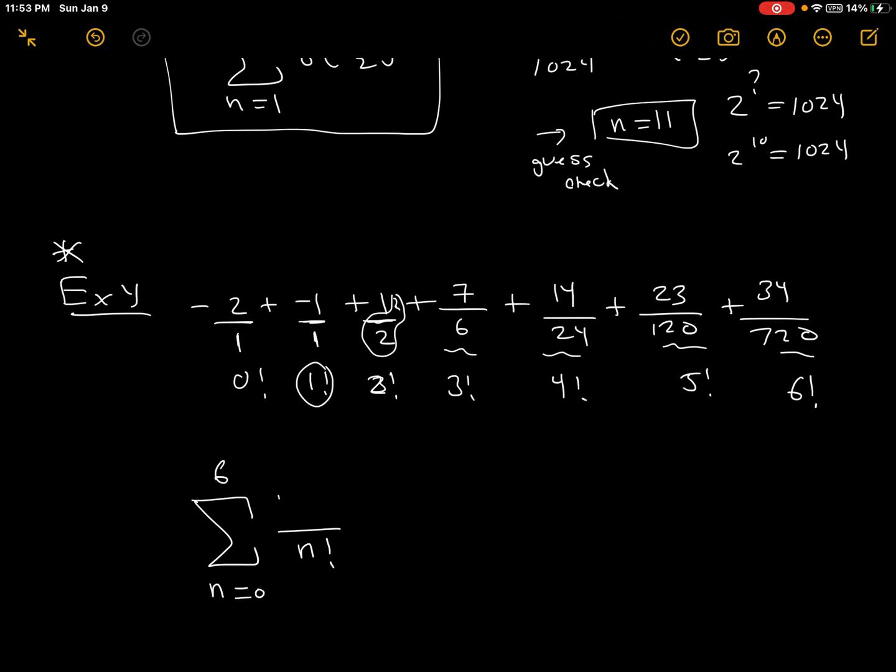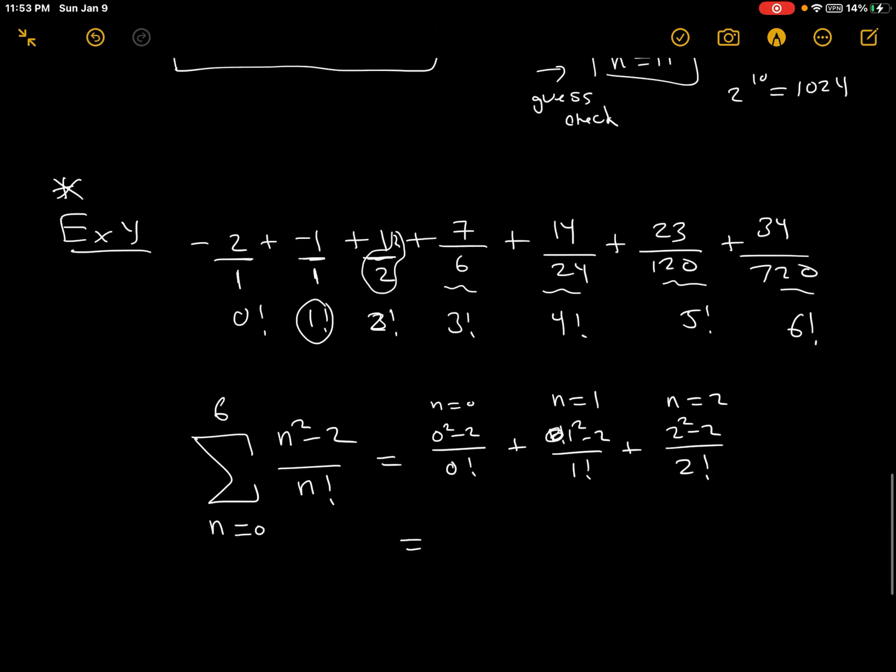You're like, wait, how does that work? For n equal to 0, we have 0 squared minus 2 over 0 factorial, plus n equal to 1: 1 squared minus 2 over 1 factorial, and so forth. You could always check it, see if it works. What is this? 2 squared minus 2 over 2 factorial. And if you just expand the first couple terms, you will get negative 2 over 1 plus negative 1 over 1 plus, 2 squared is 4, 4 minus 2 is 2, so 2 over 2. This is what I was talking about. This actually equals 1, which is what it was written here to begin with, and so forth.